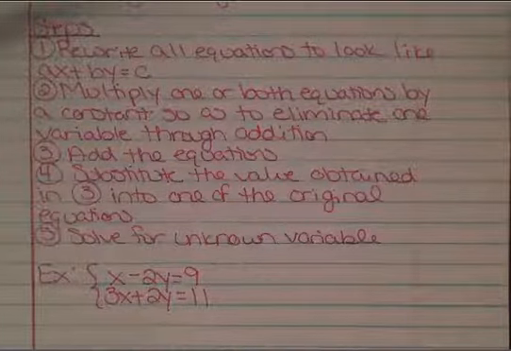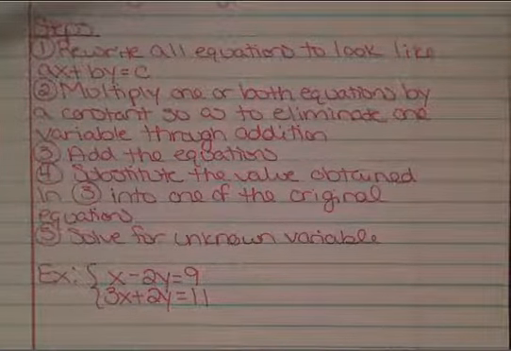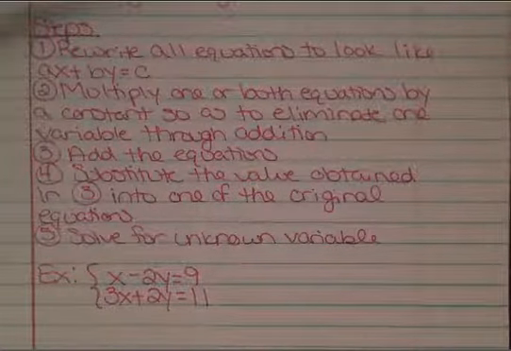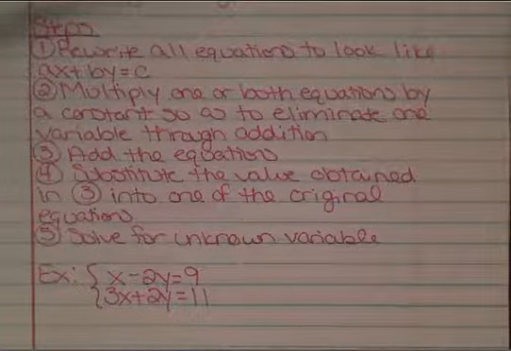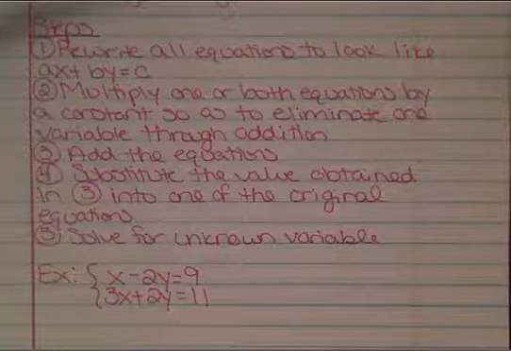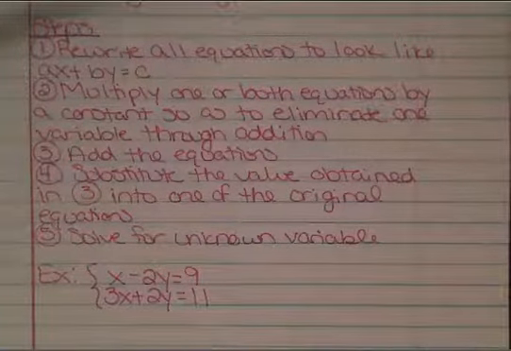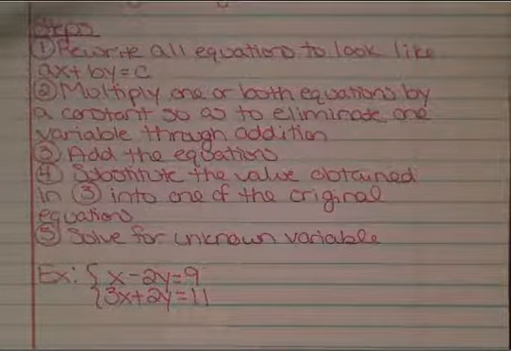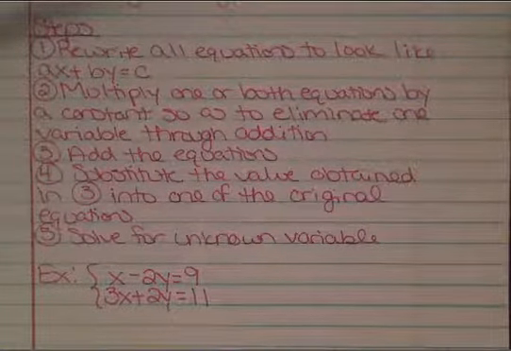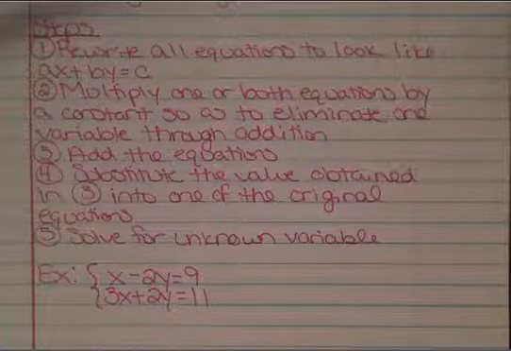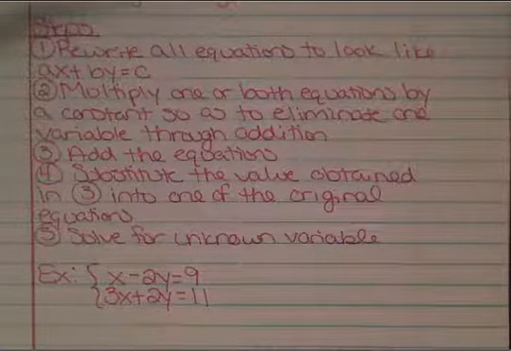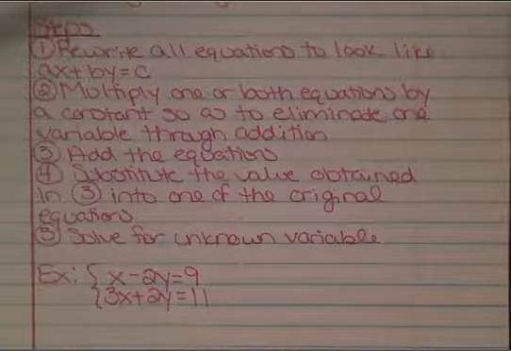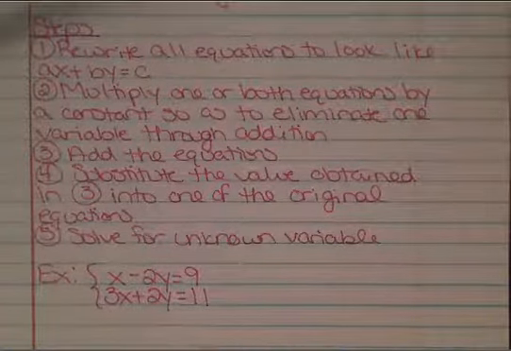Step 3, you're then going to add the equations. Step 4, you're going to substitute the value obtained in step 3 into one of the original equations. And then step 5, you're going to solve for the unknown or remaining variable. So I'm going to give you a few seconds to write that down.